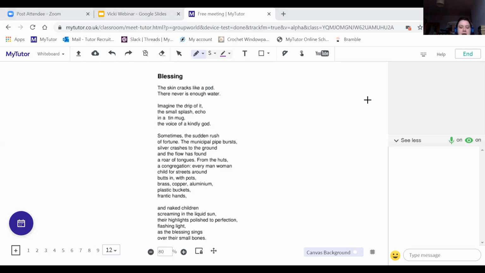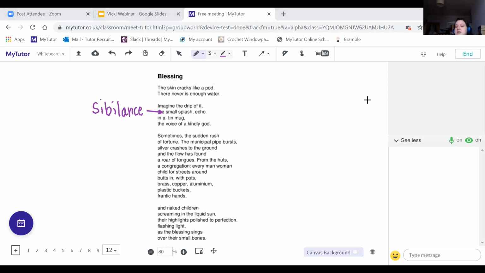Small splash, yeah, alliteration. So remember that you can say alliteration and that's fine, but we have a special type of alliteration called sibilance. So sibilance is the repetition of the s or sh sound. Yep, absolutely.